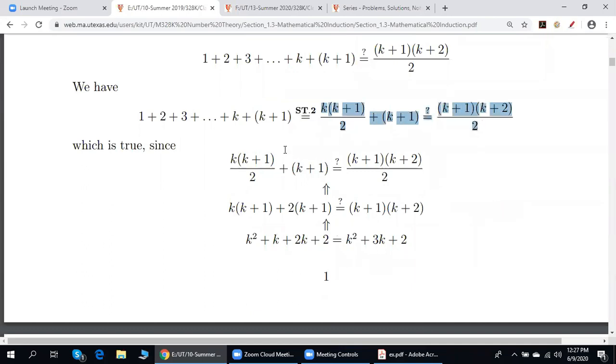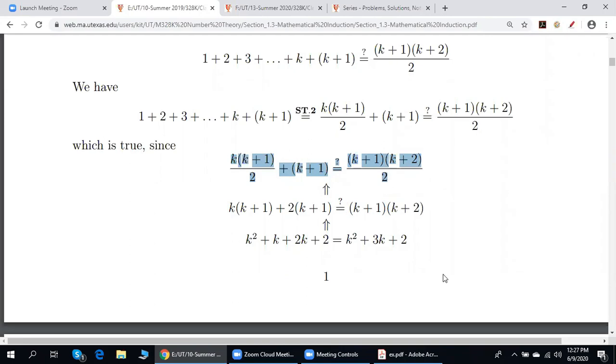Let us copy this over here. Let us do algebraic manipulations in order to come up with this. What is written here is true. And then we switch arrows. This implies this. This implies this. Since this is true, we are done.